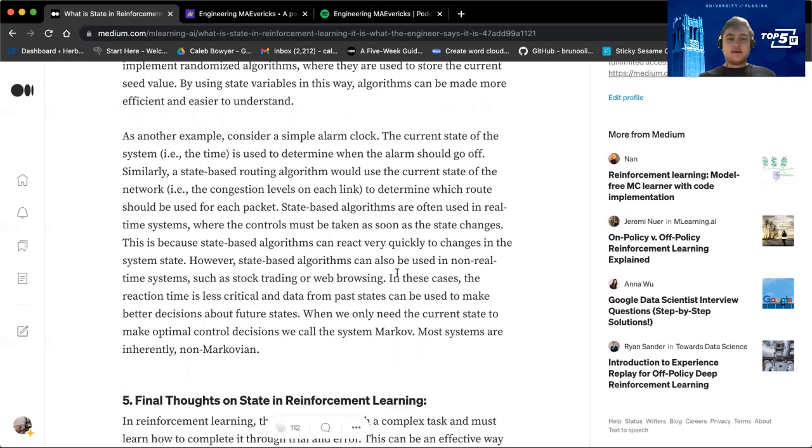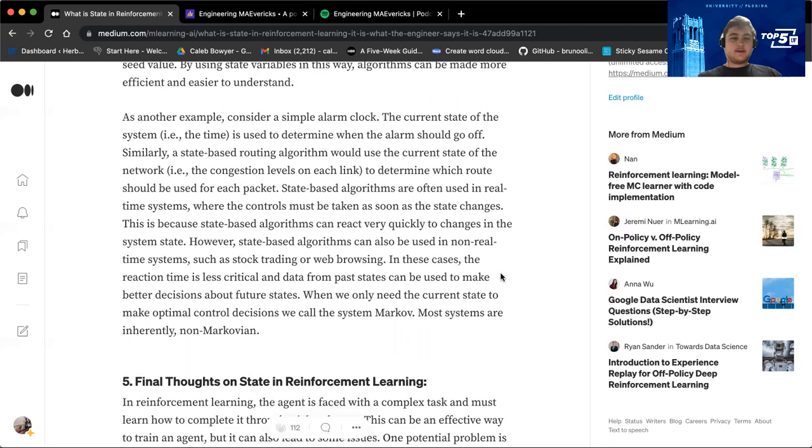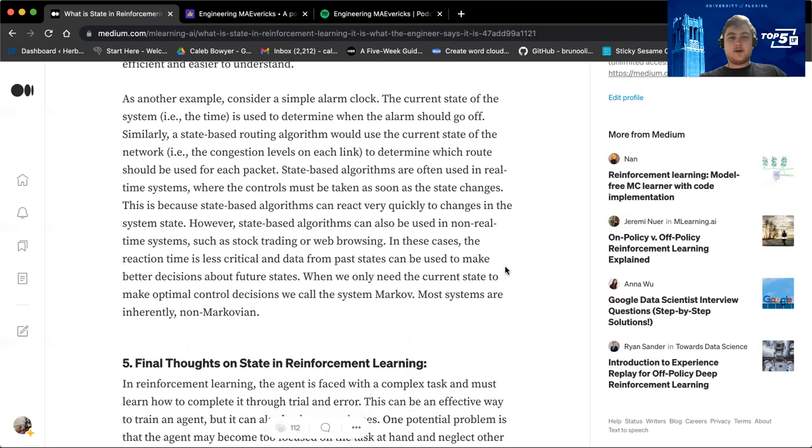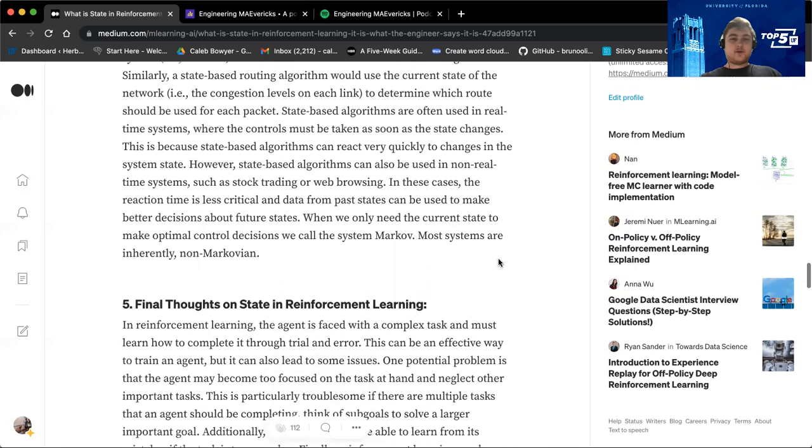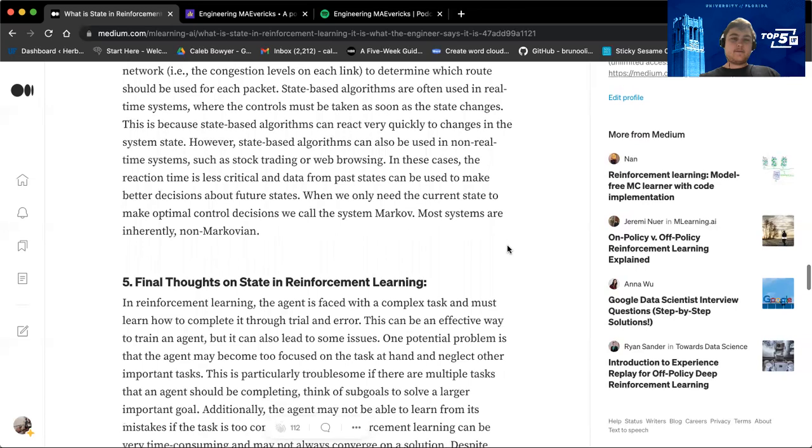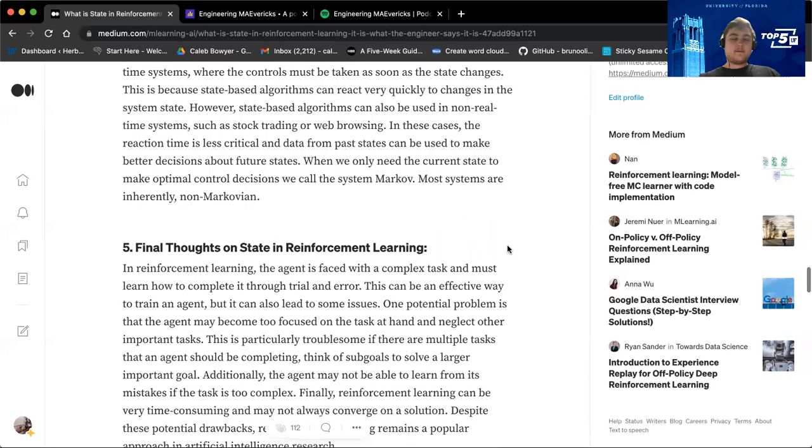However, state-based algorithms can also be used in non-real-time systems, such as stock trading or web browsing. In these cases, the reaction time is less critical and data from past states can be used to make better decisions about future states. When we only need the current state to make optimal control decisions, we call the system Markov, as I've said previously. Most systems are inherently non-Markovian in the real world.